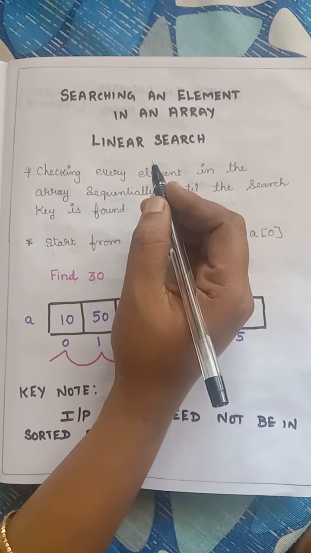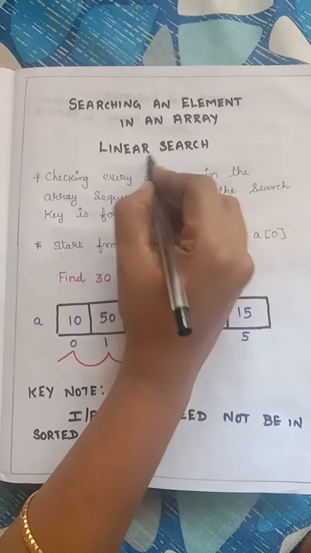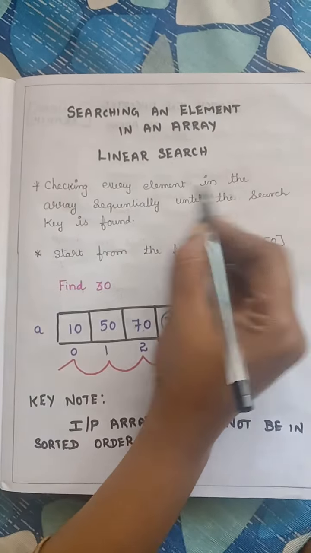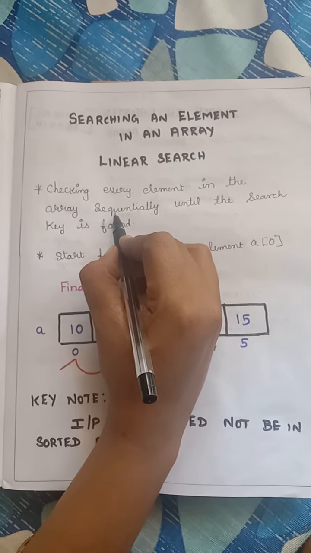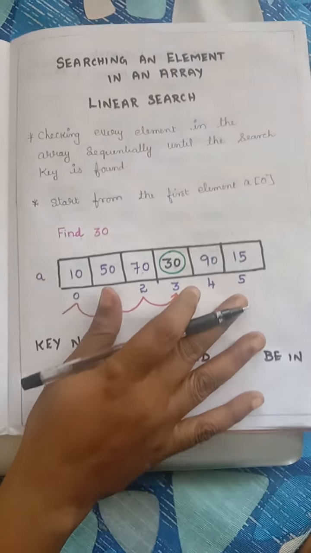In today's session, we are going to see about searching an element in an array, that is linear search. Linear search is defined as checking every element in the array sequentially, that is one after the other, until the search key is found. Let me consider an example.